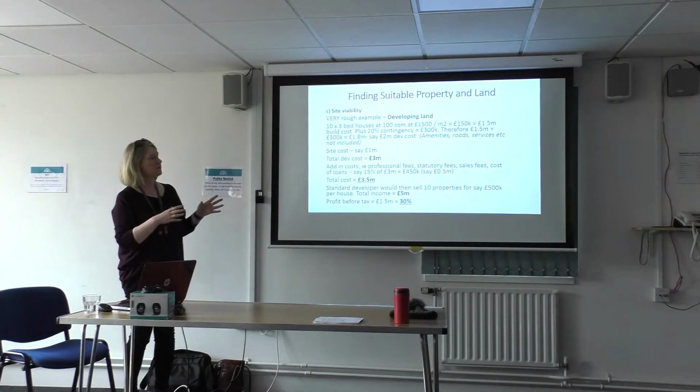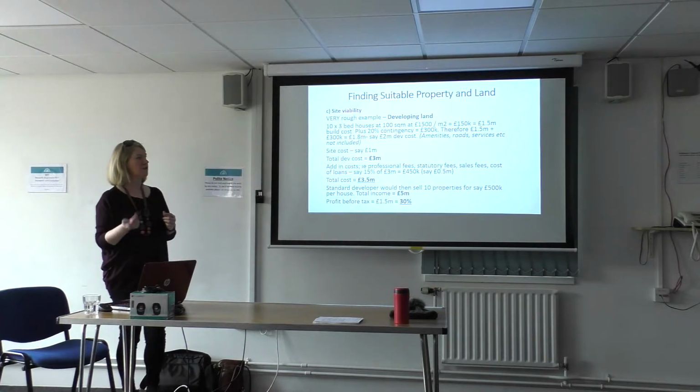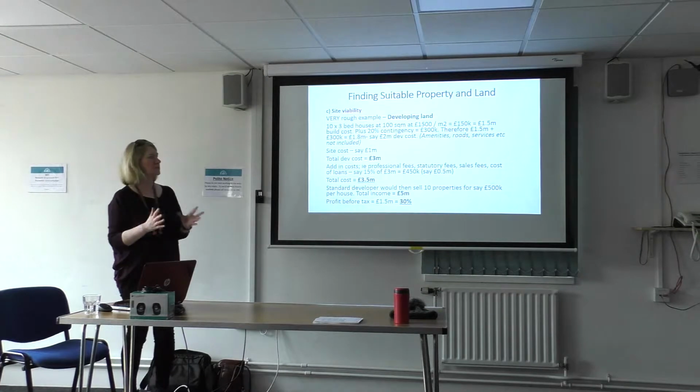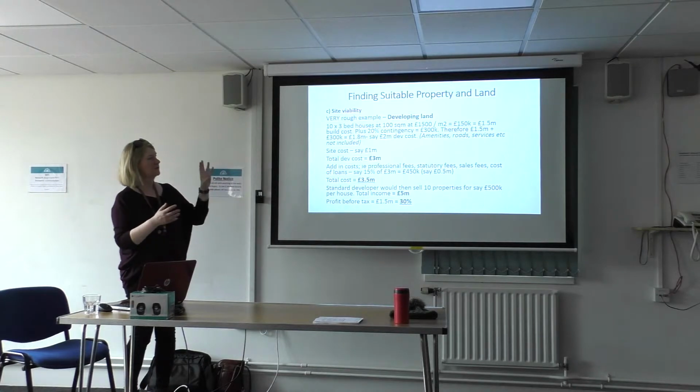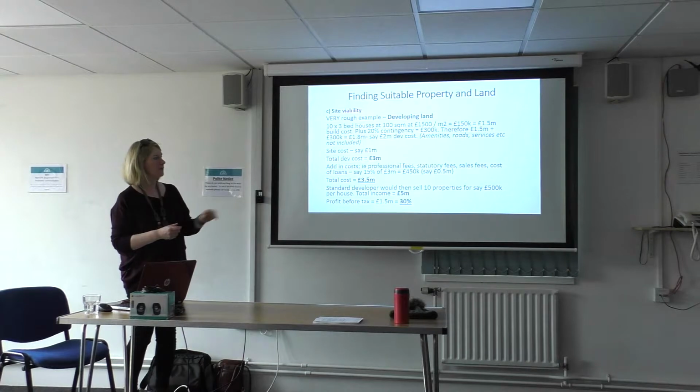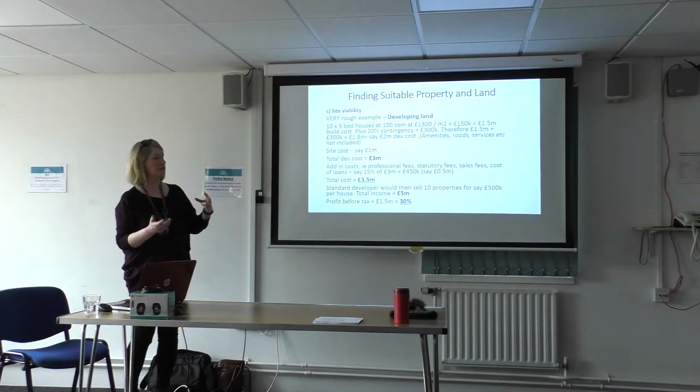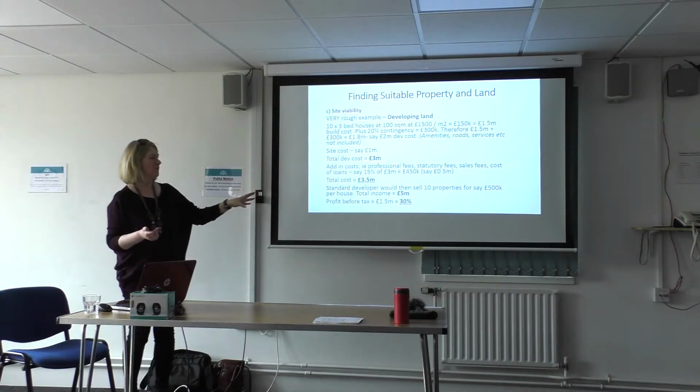And that doesn't include any abnormals, as we discussed earlier. It doesn't include amenities, roads, services, and that sort of thing. But again, it's a round figure. So the total development cost with the land is say 3 million. You've got to add in your costs, professional fees, statutory fees. In this case, the developer would look at sales fees as well, cost of loans. So say £500,000 for that, you've got a total cost of 3.5 million.